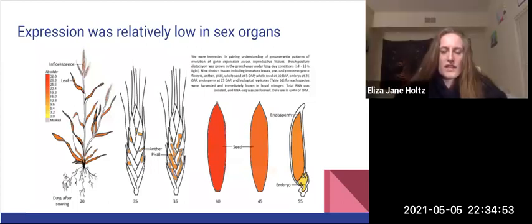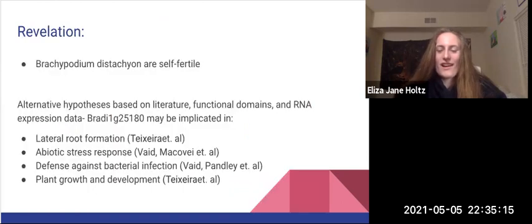So this gene expression data was important for us realizing that our hypothesis might not be right. Relative to expression in other tissues, the expression of our gene in the anther and pistil regions is very low. And this isn't what you'd expect to see for a protein implicated in the self-pollination response. As it turns out, it's actually not. This is because Brachypodium is self-fertile. It doesn't have a problem with self-incompatibility. It doesn't reject self-pollen like we assumed it did. So it probably wasn't involved in this pathway like we previously thought.